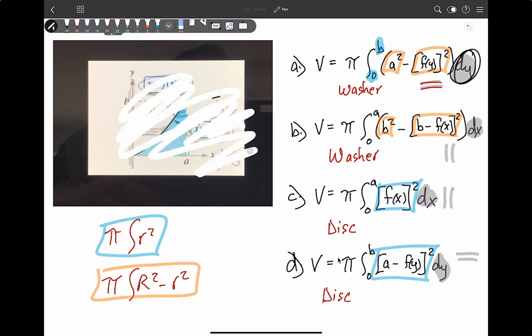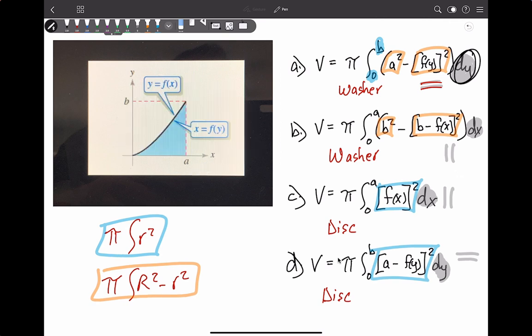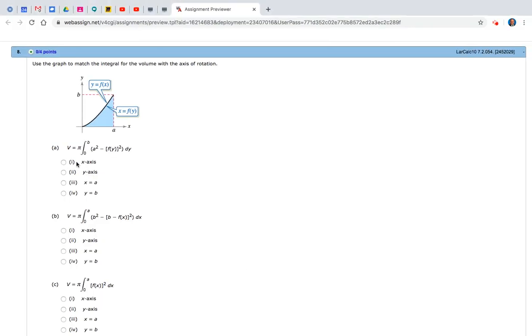Now let's move on to b. If I was asking myself what that was rotating about, this right here would have been the y-axis. The way this is written, the y-axis is what you're rotating it about.